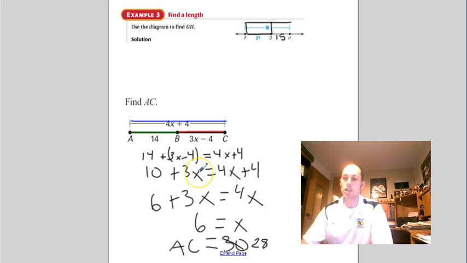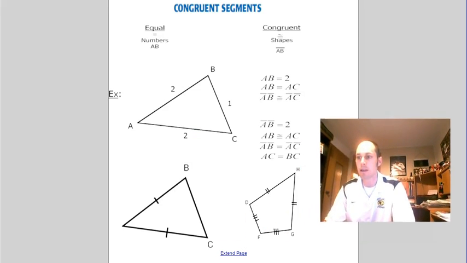We can go back and check the other sections and see if that fits. This is 14. 3 times 6 is 18, minus 4 is also 14. 14 plus 14 is 28, not 30. Okay, so we can apply what we know about algebra with our segment addition postulate.